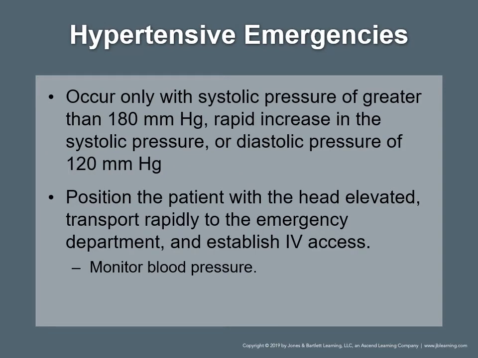Hypertensive emergencies. Hypertension is any systolic blood pressure greater than 140 or a diastolic blood pressure greater than 90. A hypertensive emergency occurs only with a systolic pressure of greater than 180, a rapid increase in the systolic pressure, or a diastolic pressure of 120. So anything above 140/90 is considered hypertension, but it's not a hypertensive emergency unless one of the numbers is greater than 180/120. All right.